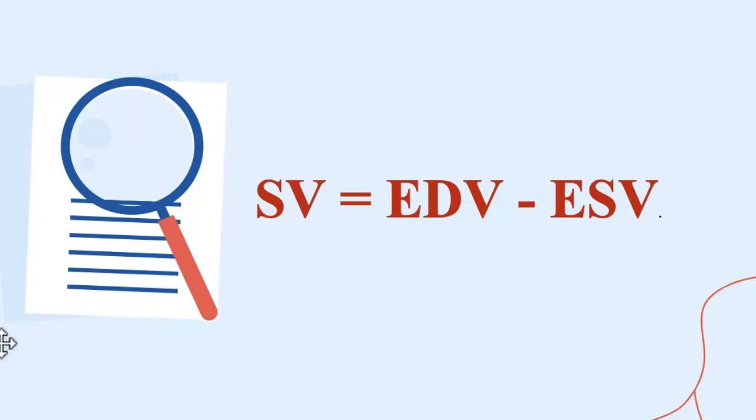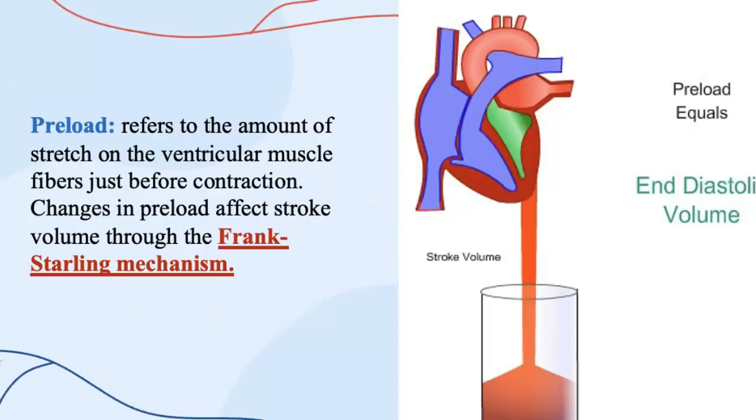Now let's explore the other factors that influence stroke volume. The first factor to consider is preload, which refers to the amount of stretch on the ventricular muscle fibers just before contraction. Changes in preload affect the stroke volume through the Frank-Starling mechanism.